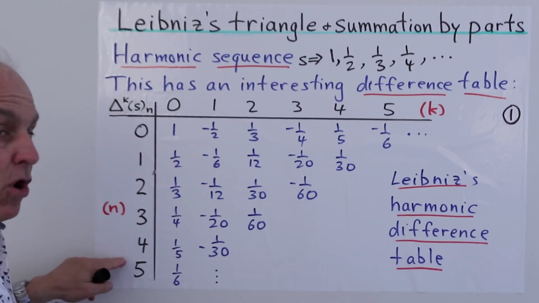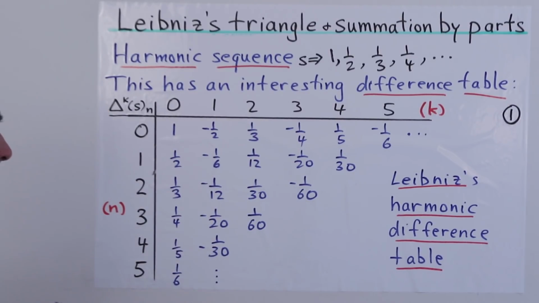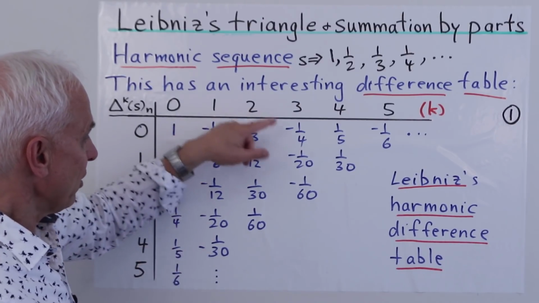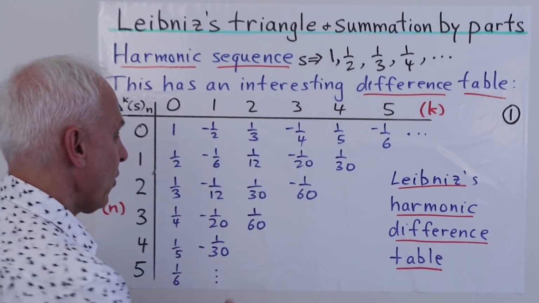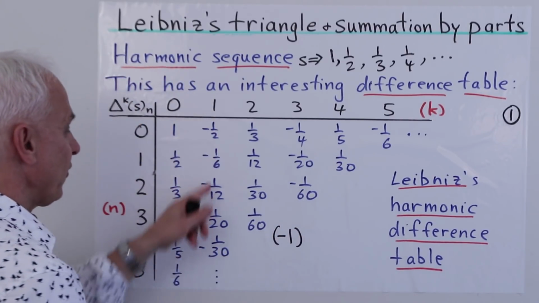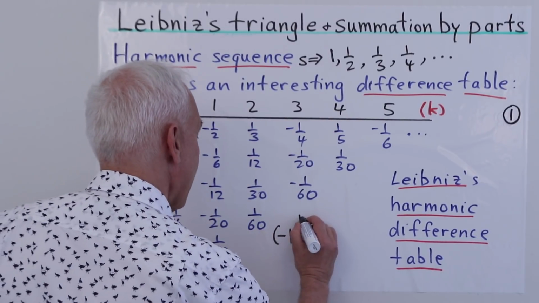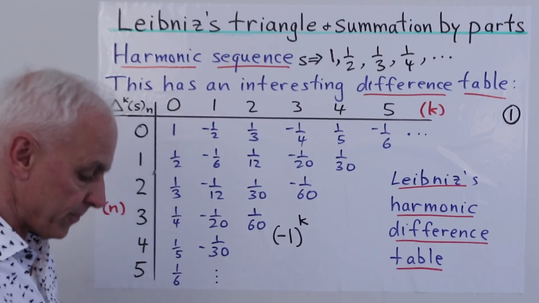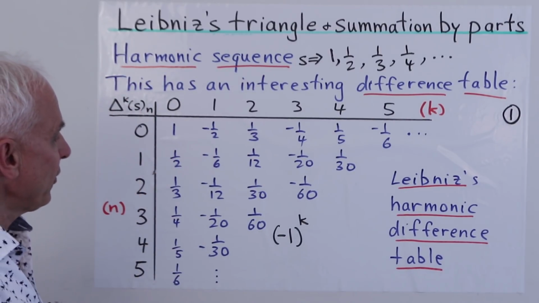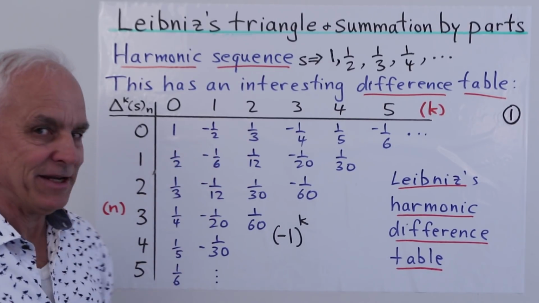So going down to row n and across to column k, what is the entry? Well, the first thing that's kind of clear is that the signs are only dependent on k. There's a -1 in the first, third, fifth, so we should put -1 to the k here. That will take care of the minus signs. And then we can look along these off diagonals. That's sort of the key to things.